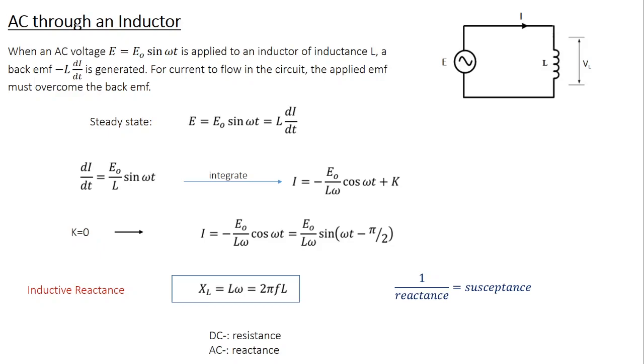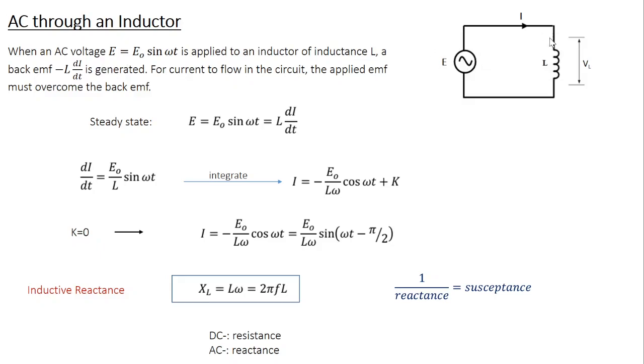So consider an inductor of inductance L, which is connected to an AC voltage source of voltage E equal to E0 sine omega t. What happens here is the AC voltage tries to drive current through the inductor. When current flows through the inductor, there is a back EMF developed against the current flow, and the back EMF magnitude is minus L into di by dt. So back EMF tries to oppose the current flow.